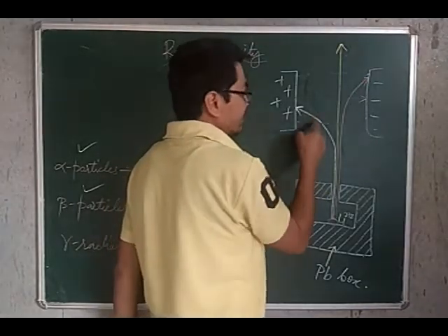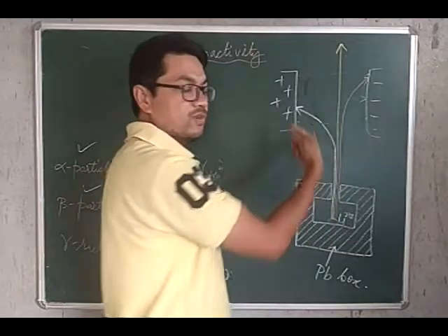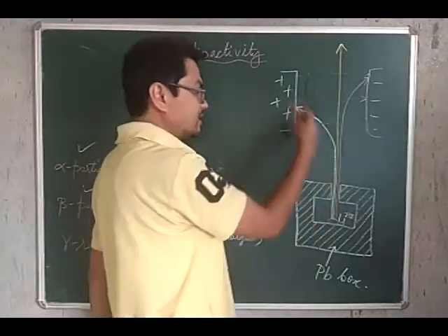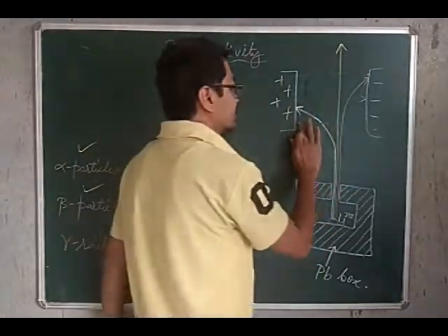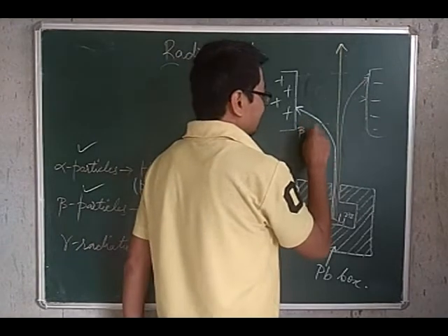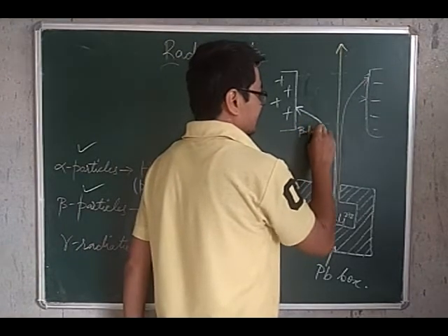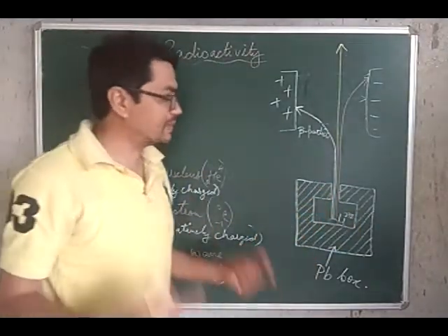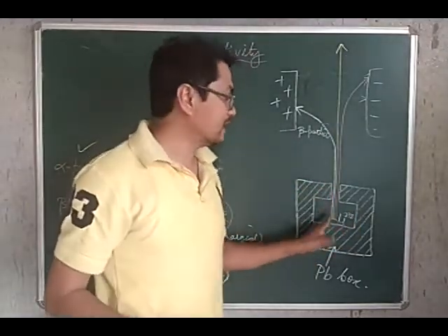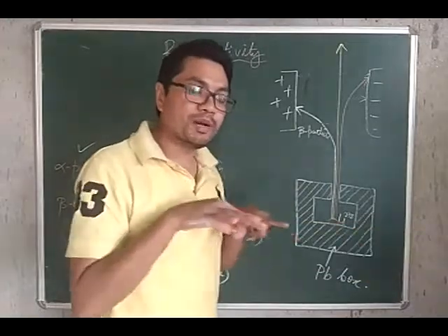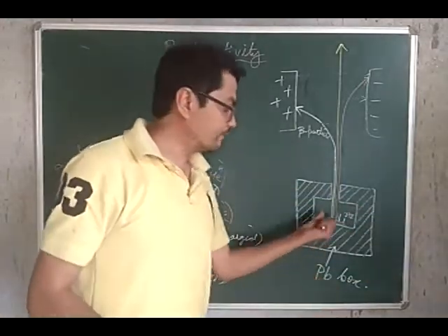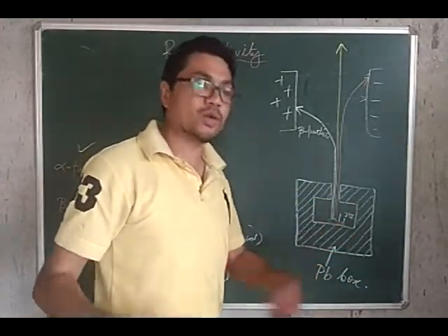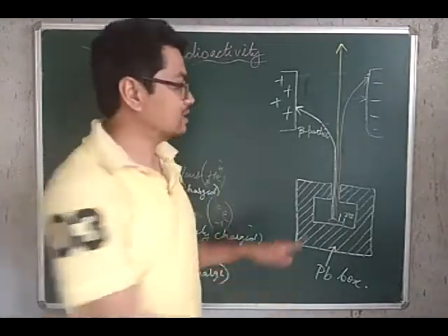Since this one gets deflected quickly and it gets deflected towards the positive terminal, this is your beta particle. And actually it is from this kind of an experiment that people got to know that the radiations or particles that are emitted from radioactive substances or unstable nuclei are charged.